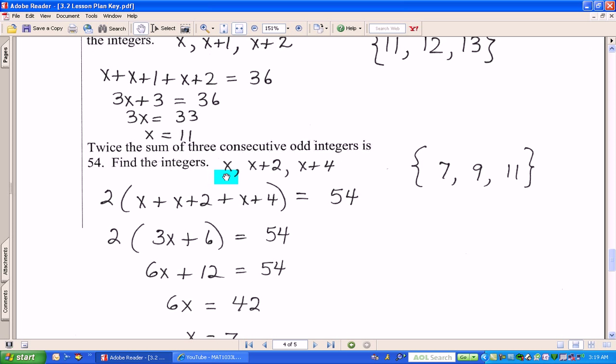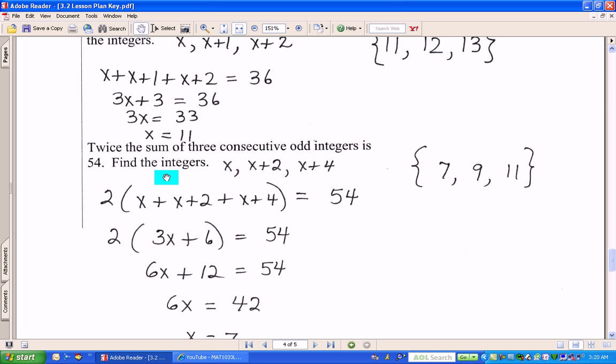Now, what I want you to do for a minute is just think of consecutive odd integers. For example, 1, 3, and 5 would be three consecutive odd integers. Or let's take 3, 5, and 7. Let's just use that example. To get from 3 to 5, you add 2. To get from 5 to 7, you add 2 more. So if the first integer is x, the next one would be x plus 2, and then when I add 2 more, I get to x plus 4.